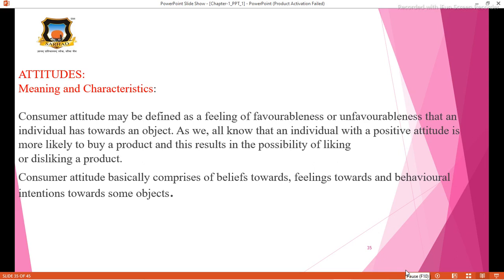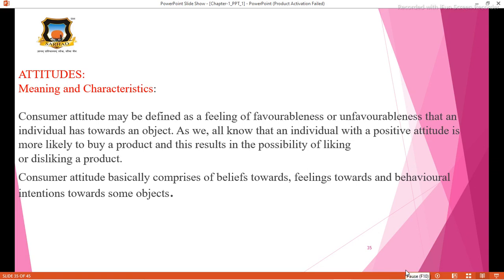Next is attitudes, the meaning and characteristics. A consumer's attitude may be defined as a feeling of favorableness or unfavorableness that an individual has towards an object. As we all know, an individual with a positive attitude is more likely to buy a product, and this results in the possibility of liking or disliking a product. Hence, you can say the consumer attitude may be favorable or unfavorable, or likely or unlikely.